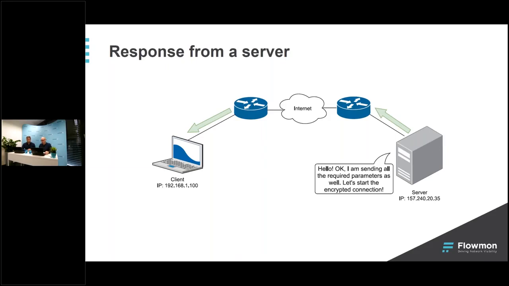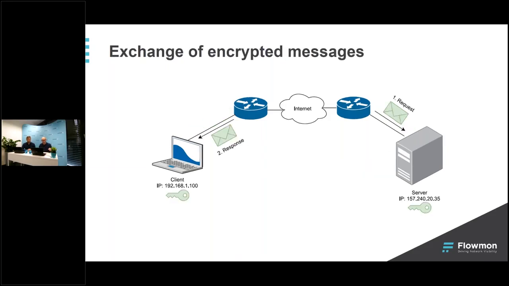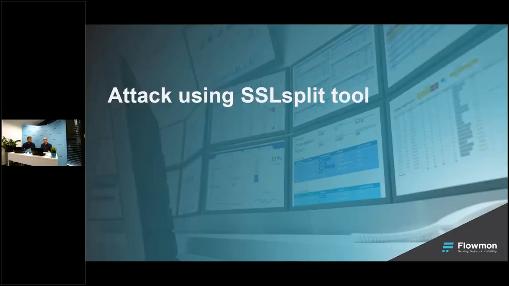As a result of this negotiation, they establish a common shared encryption key that is used for encrypting and decrypting messages. So now, when the client tries to send a request, it will use the shared key to encrypt it and send it to the server. The server uses the same key to decrypt the request, read it, and send an encrypted response. Standard communication. That's how it usually works.